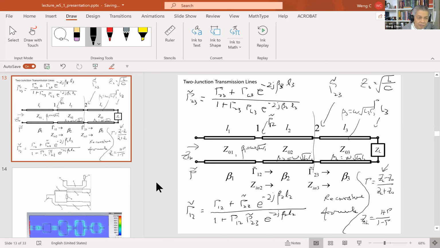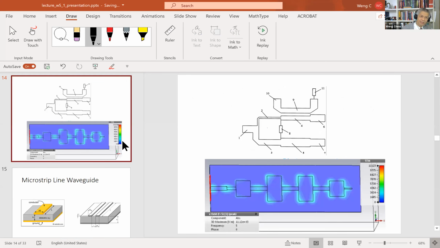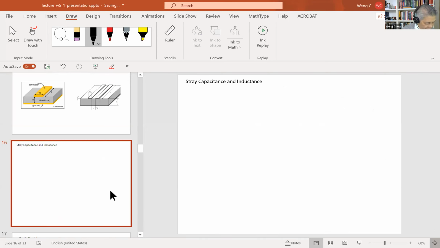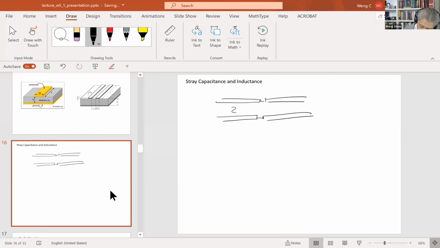So the important thing is that most transmission lines are not ideal. They will look something like this or like this with a junction with a bend, okay? So a junction is not simple. You say I have a transmission line, I just draw the simple junction like this, Z01, Z02. That is not enough to model a junction.